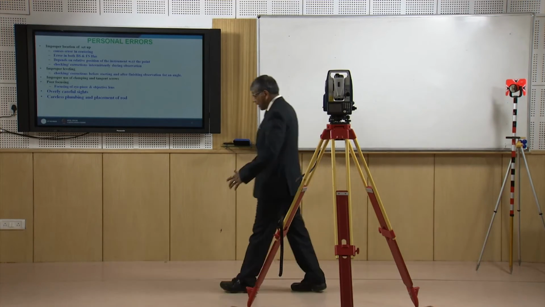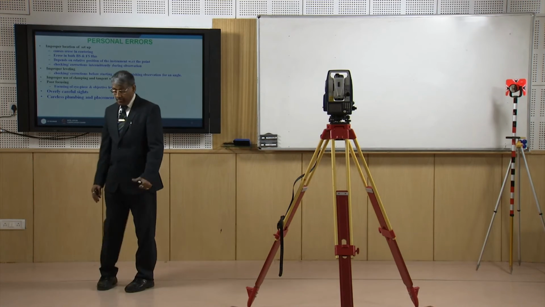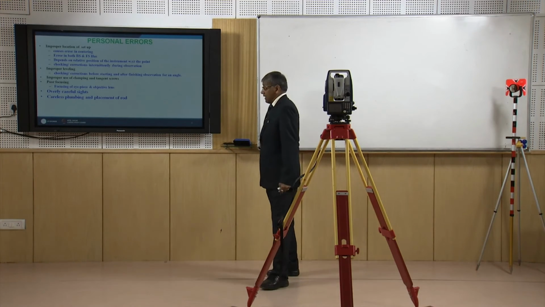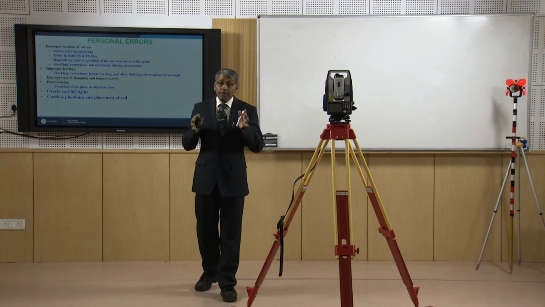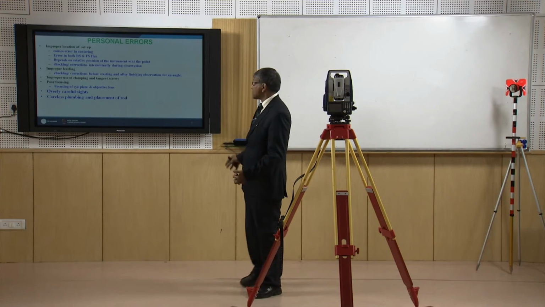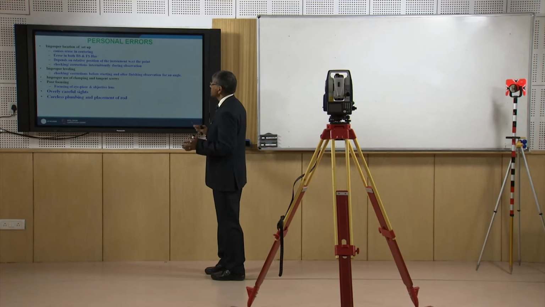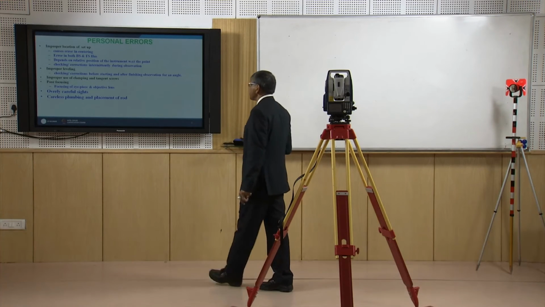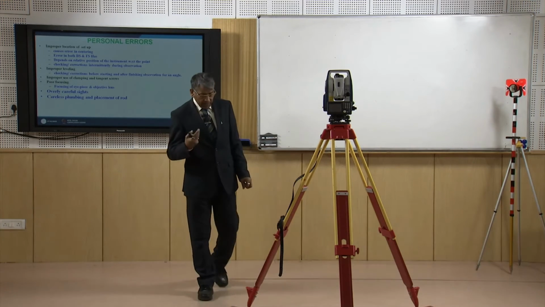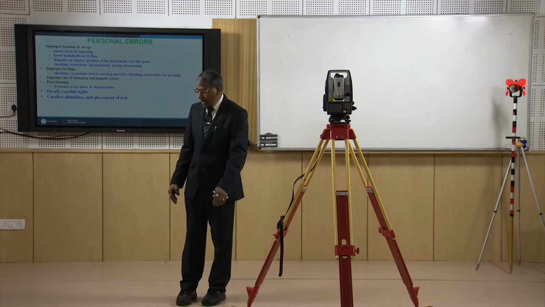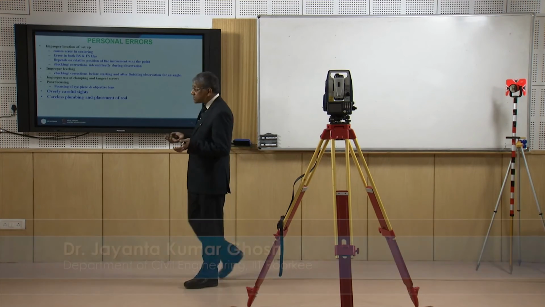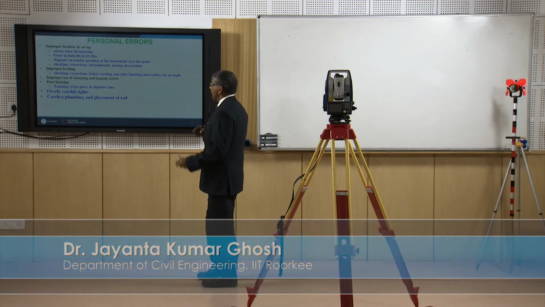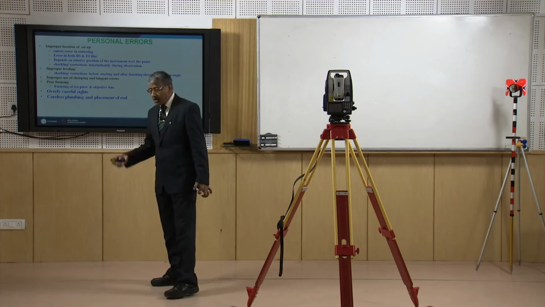Another error which is important is the personal error. I already told you that personal errors are the most severe. Gross errors arise due to personal error. Now, personal error arises due to different reasons. Many times the surveyor may not have the proper knowledge, or they may be a novice worker, they may be casual, and there may be so many personal reasons.